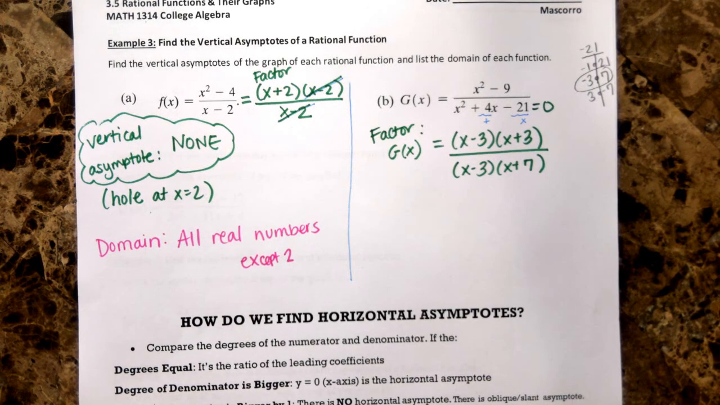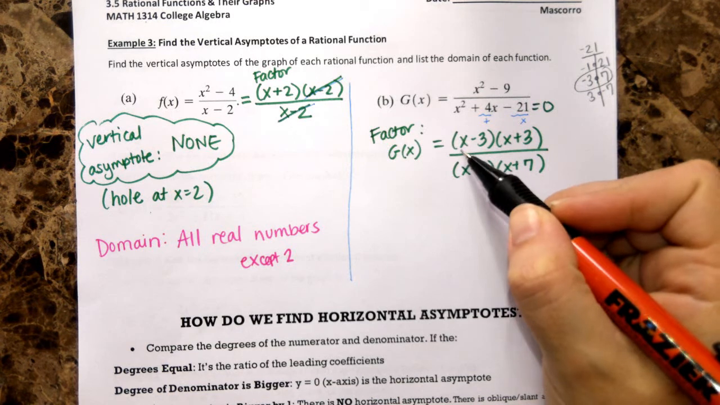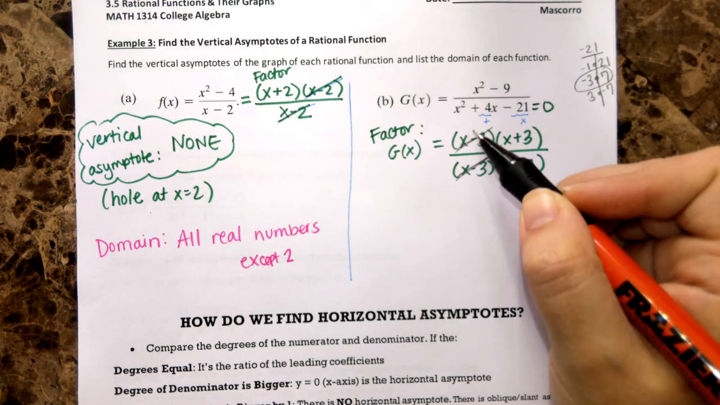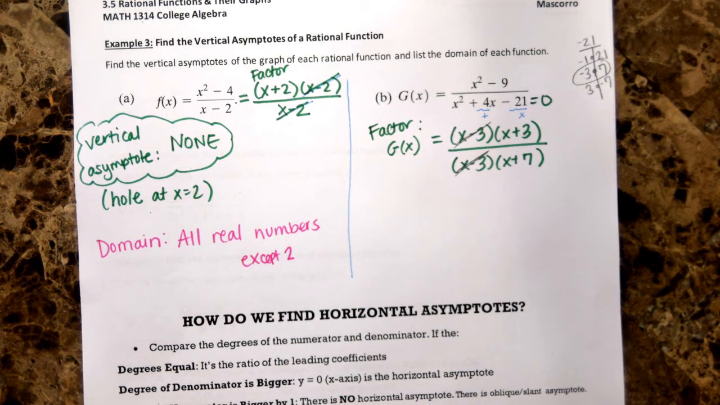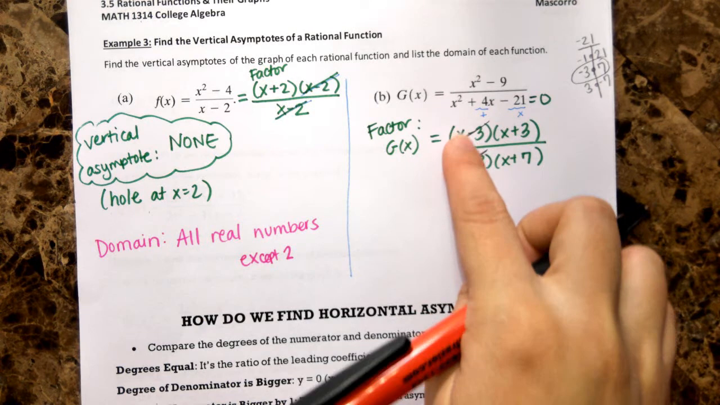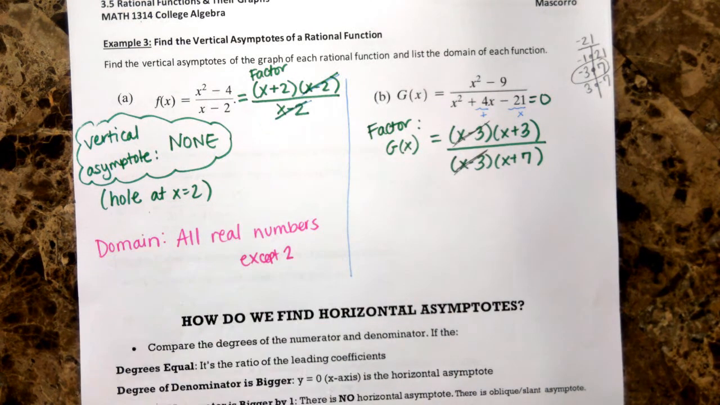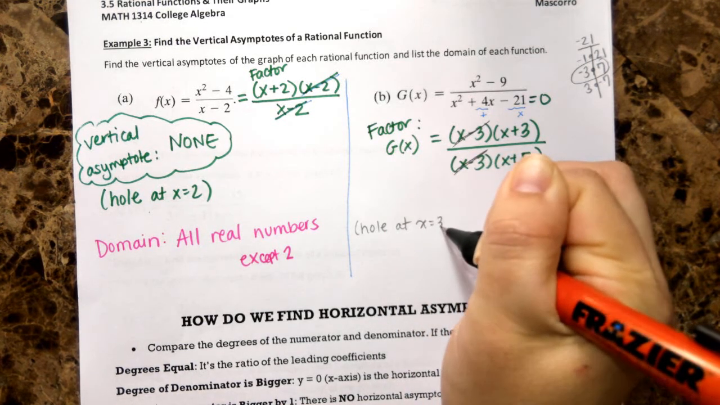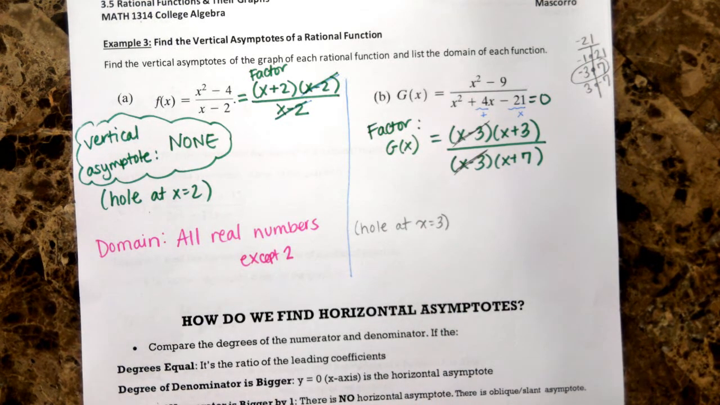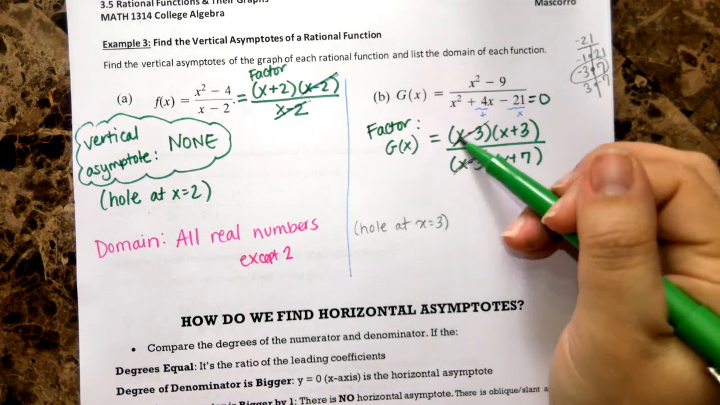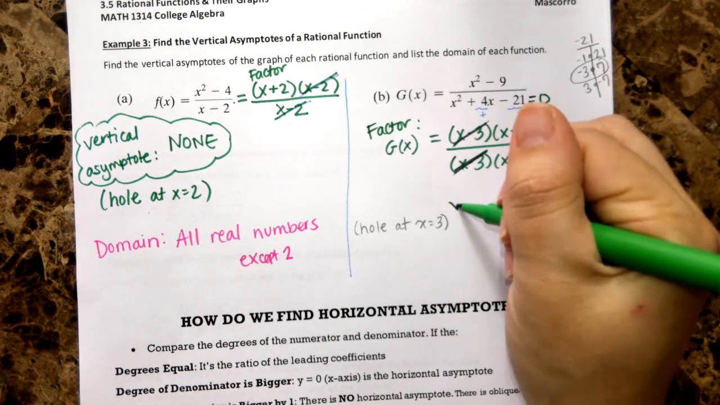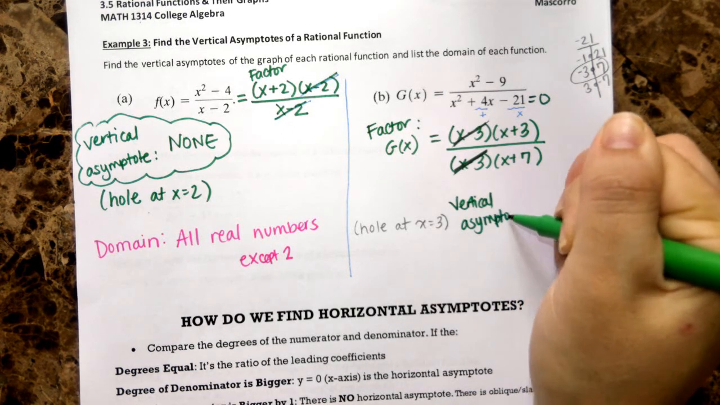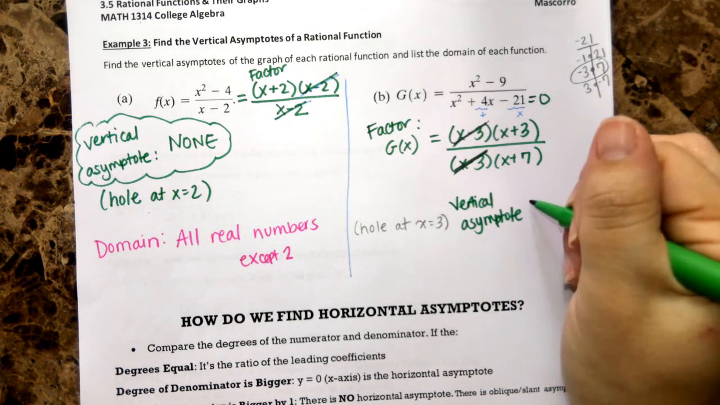And the reason why we did this is because now you're going to see that there is an x minus 3 factor on the numerator and an x minus 3 factor on the denominator. So those will cancel out because anything divided by itself is just 1. Whenever you have these two factors that cancel out, that's actually called a hole. So there is a hole at the x value of 3. Okay. But as far as vertical asymptotes go, since we canceled these two out, we still have an x plus 7 denominator left.